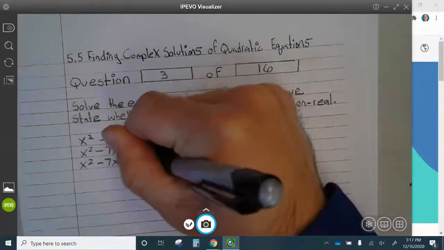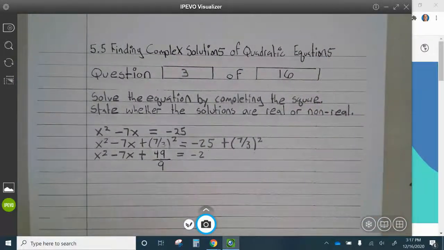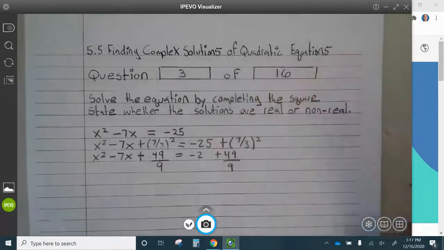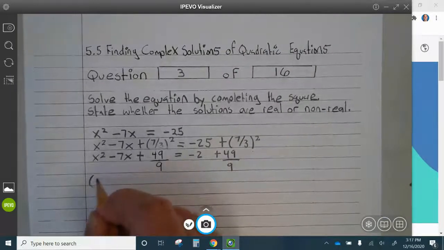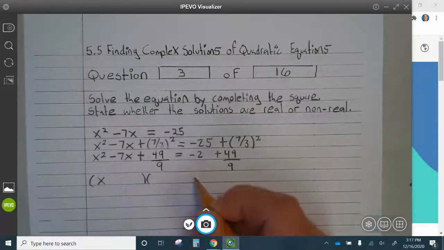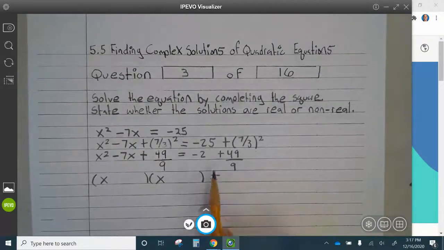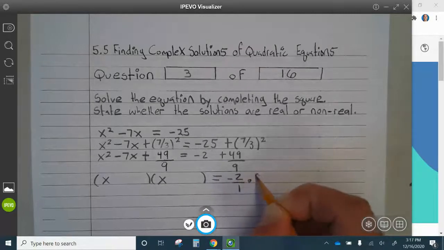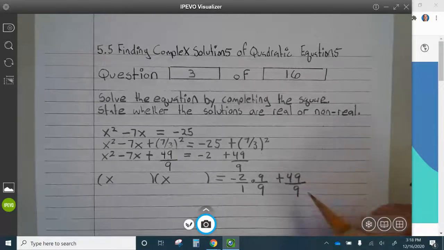It's not wrong the way it's written, but if we write it like this, it's going to make it easier to work out the problem. Okay, minus 2 plus 49 divided by 9. Okay, so then we can factor this. That's parentheses x equals, now to add these we have to have the same denominator, so we need to multiply negative 2 divided by 1 times 9 divided by 9 plus 49 divided by 9.